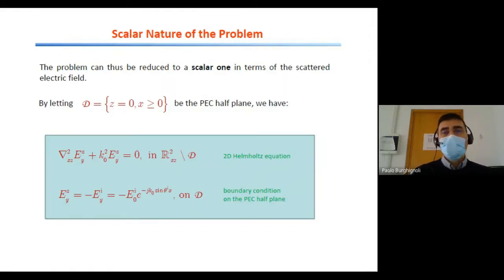We can describe this explicitly by introducing the domain D, which is the perfectly conducting half plane. So the half plane on z equals 0, where x is larger than or equal to 0. And the problem we will solve will be in the entire two-dimensional plane without this domain D.